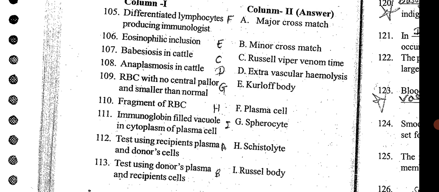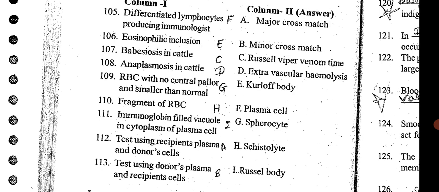Curl bodies have eosinophilic inclusions. Babesiosis in cattle is linked with Russell viper venom time. I do not understand that point, but according to that, babesiosis in cattle is linked with Russell viper venom time.